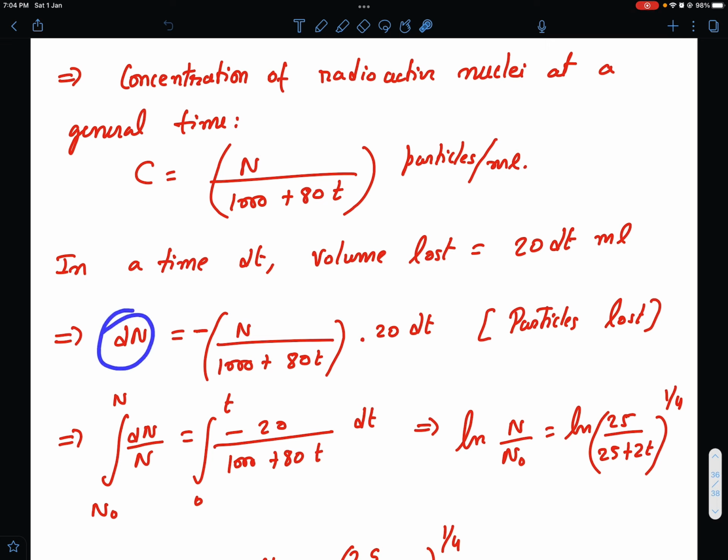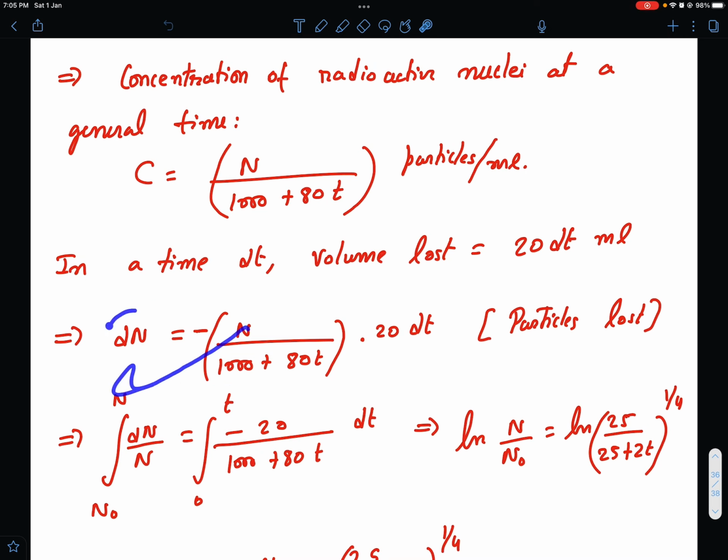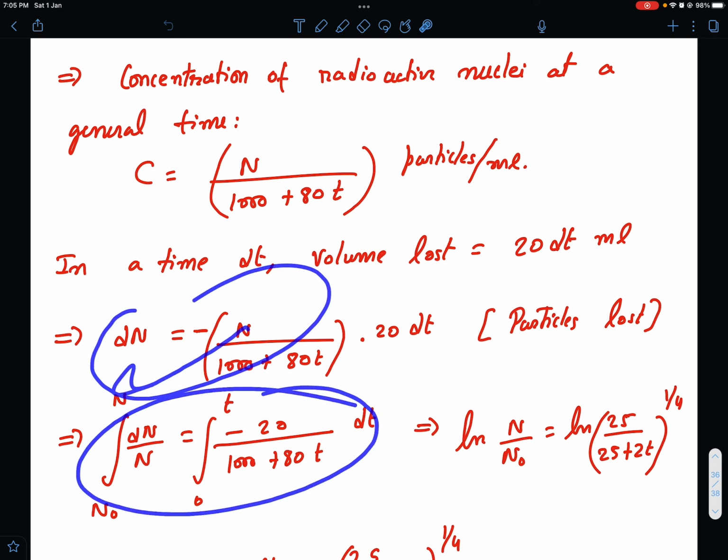So for the container, the change in instantaneous number will be negative because some particles have gone. Therefore there is a negative sign over here. So this is the number of particles lost in time dt, right? Now we can easily separate the variables and integrate. So what can I do? I can take this N over here and integrate this variable separable equation.